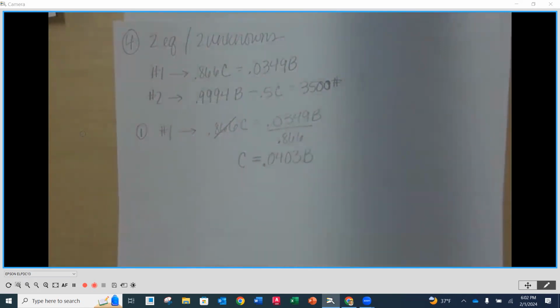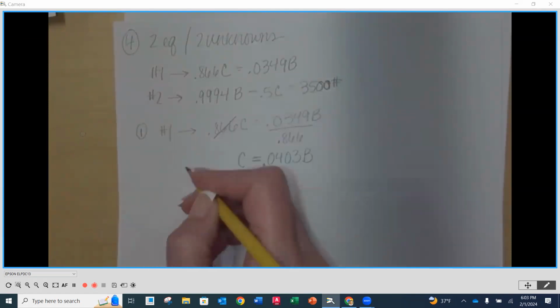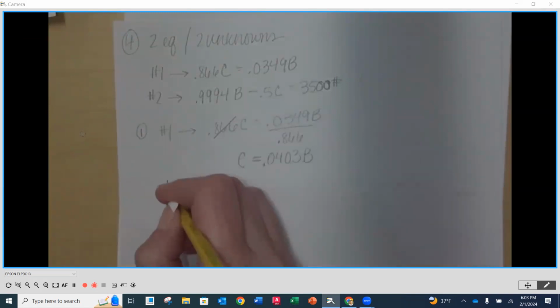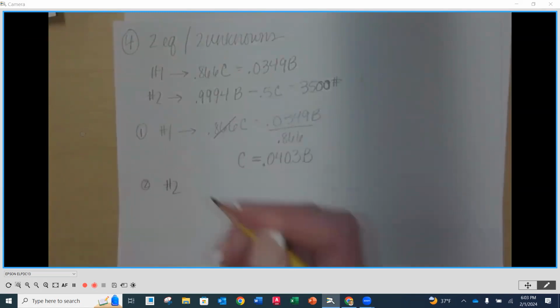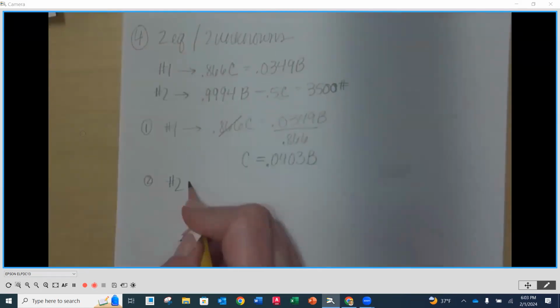I'm just doing these along with you, and we don't have the answer key in front of us because the book took a different approach. But we will end up with the same final answer. Did you guys get 0.0403B? So now we have C in terms of B, or C by itself on the left-hand side. Since I used equation number 1 here, I'm going to flip to equation number 2. This is step number 2 here, and I'm going to rewrite this over.